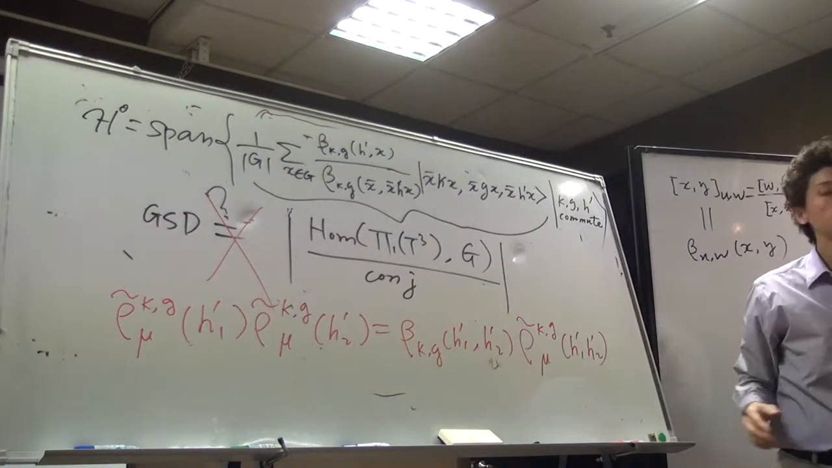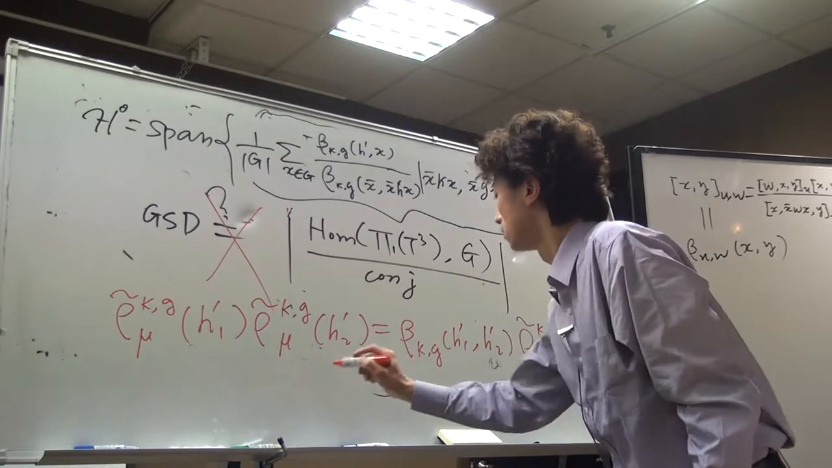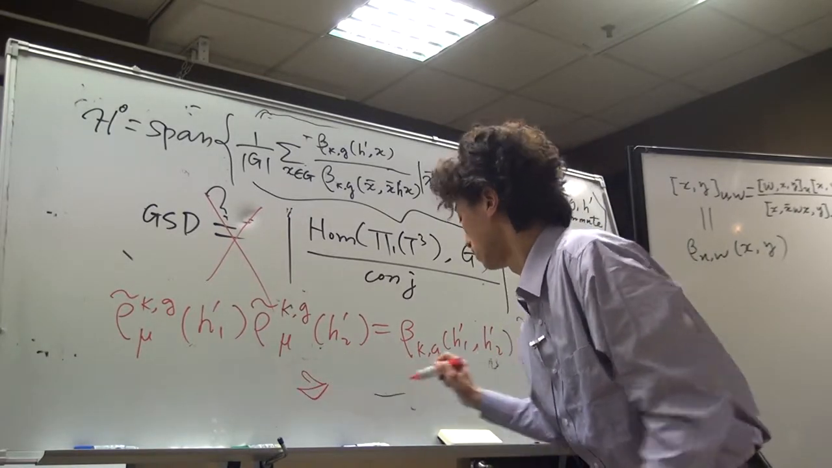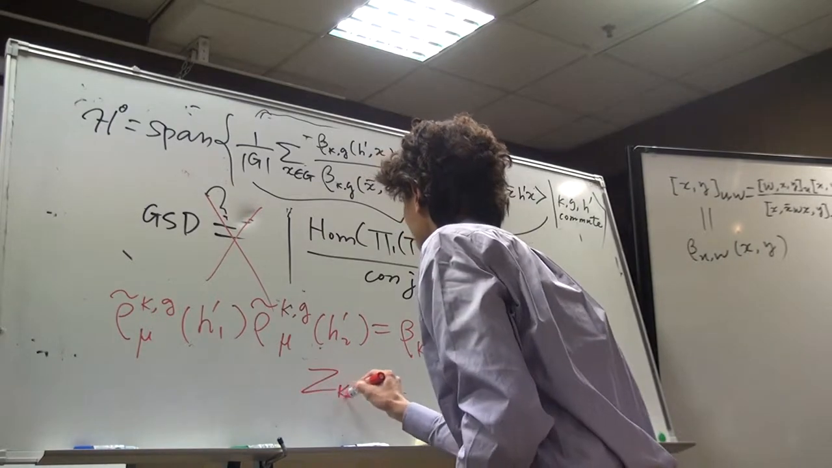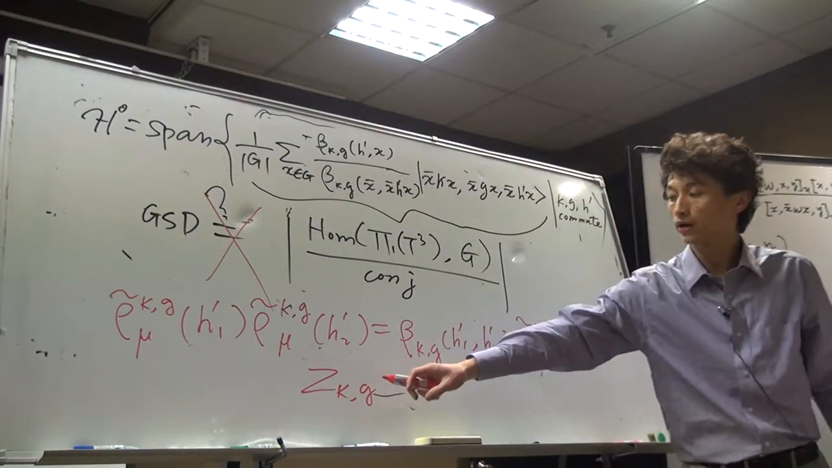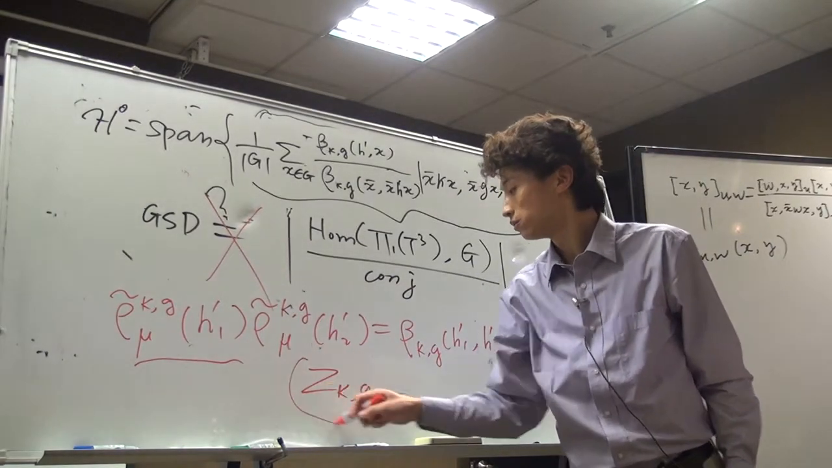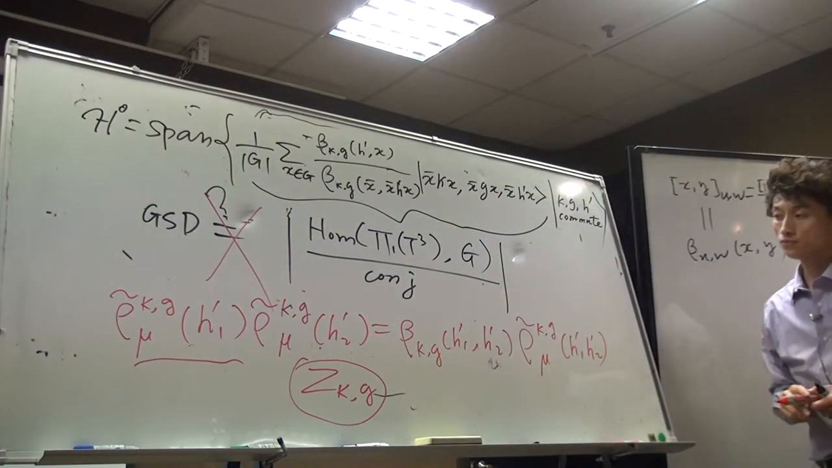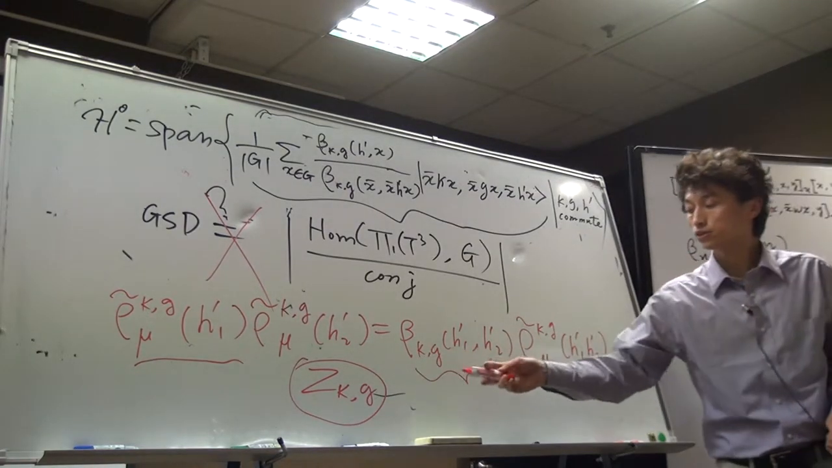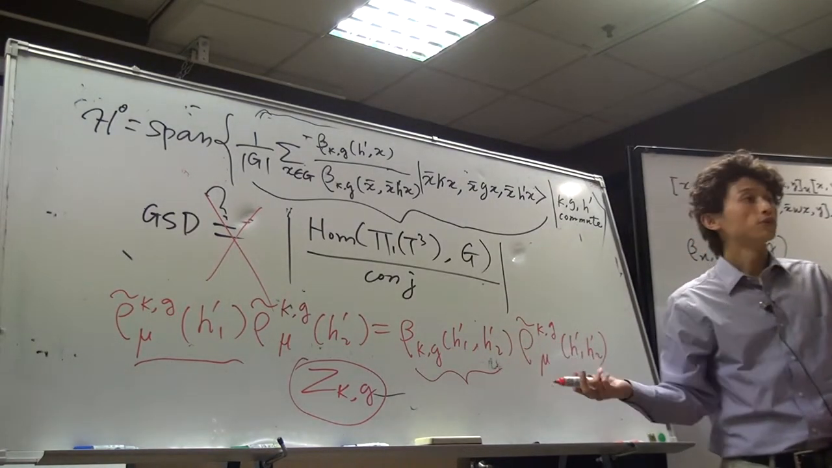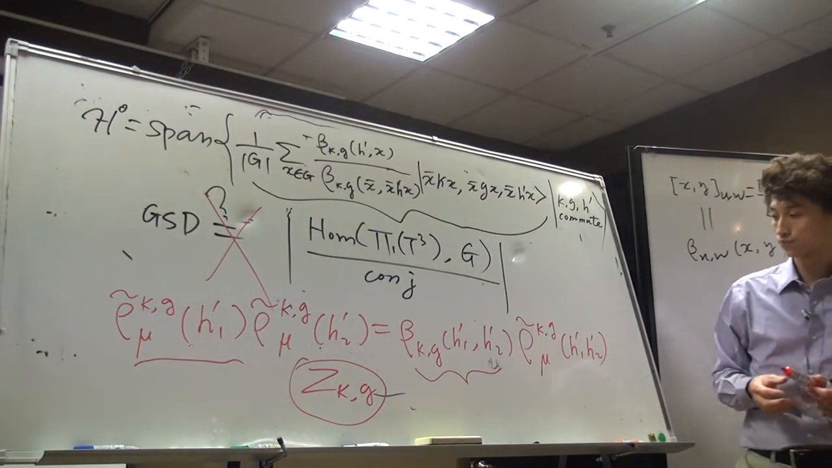So this beta defines a representation on the centralizer of the group elements K and G. So this is a representation of this guy. This beta, this double-indexed two-cocycle, turns out to be a Schur multiplier that defines a projective representation.